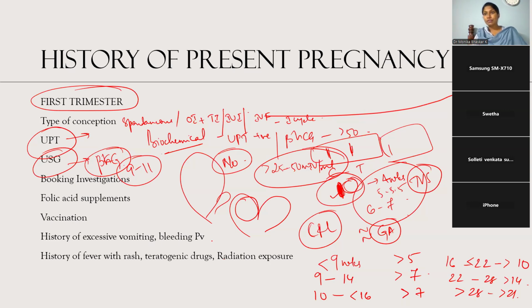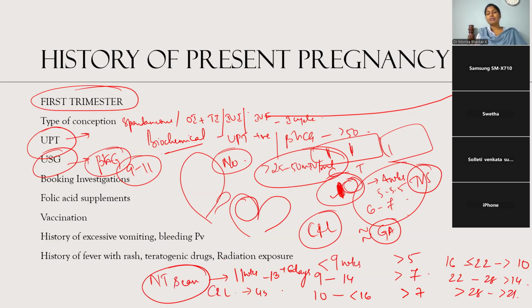So along with that, you have to also ask whether aneuploidy screening in the form of ultrasound was done. So that is nothing but the NT scan. So NT scan, now it has become mandatory between 11 weeks to 13 weeks, 6 days. So what should be the CRL for NT to be performed? It is 45 to 84 mm. So what is NT? It is nothing but nuchal translucency. So it is nothing but the fluid which is present in the nape of the neck of the fetus.